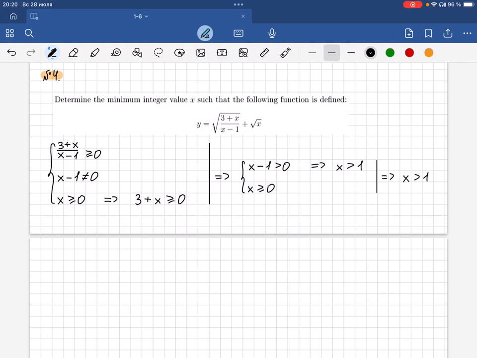In our task, we have to determine the minimum integer value x such that the following function is defined. So we need the minimum integer. x has to be strictly greater than 1, so we cannot take 1 here as an answer. So we need to take the next integer number, which is 2. So the answer to this problem is 2.